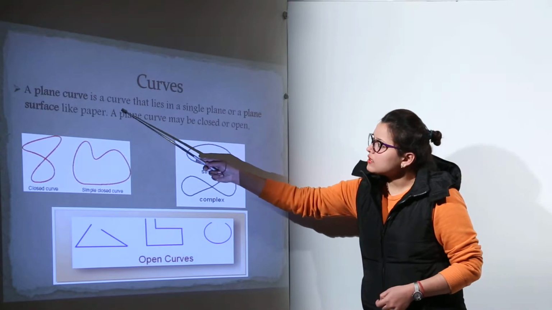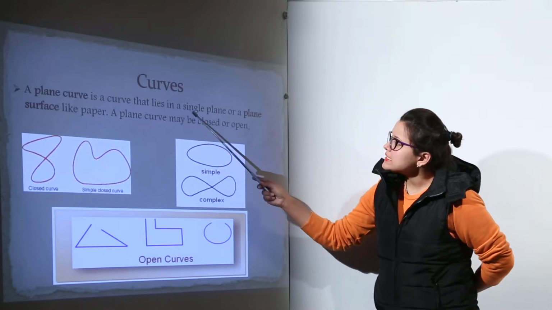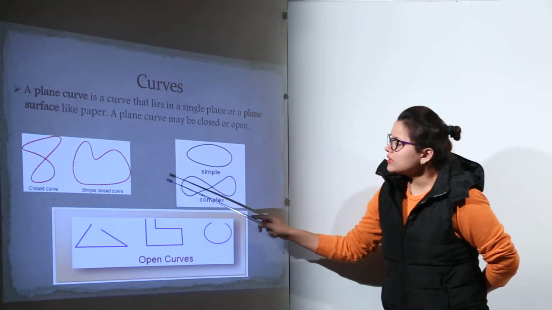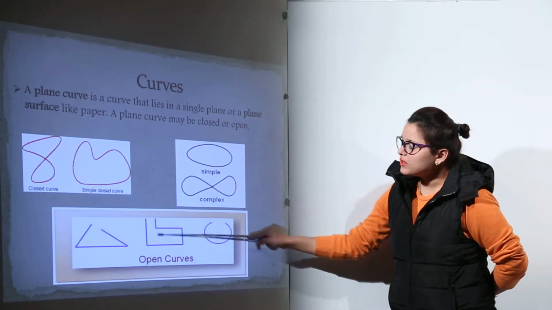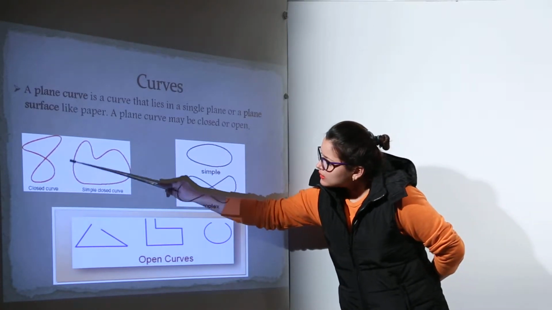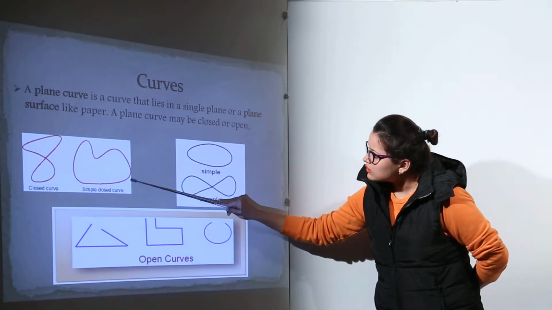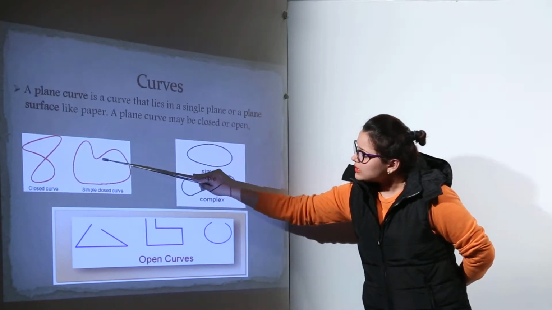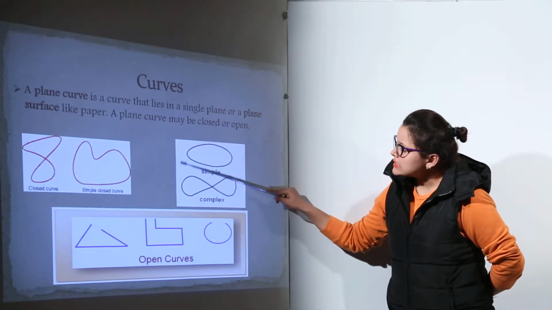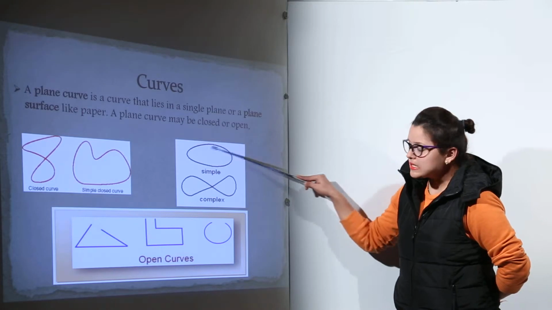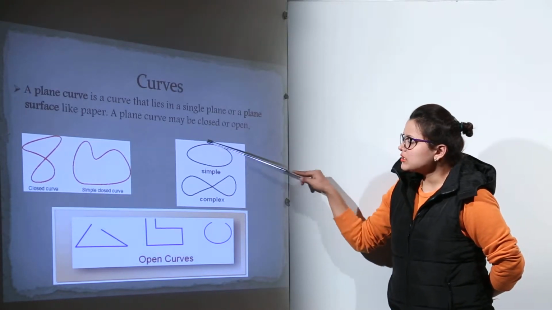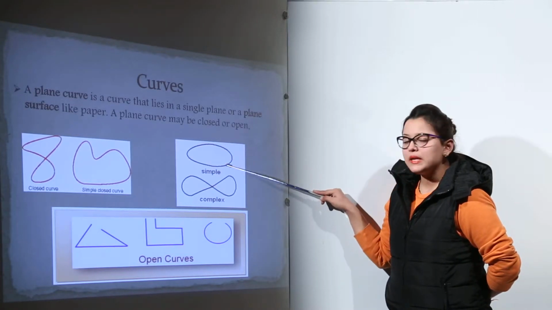Now, a plane curve is a curve that lies in a single plane or a plane surface like a paper. You can see all these are examples of the curve given in the slide. This curve is also lying in a single plane, or on a single surface of paper. You can consider this white portion as a paper, and this plain paper is showing a curve on it. So this curve is known as the plane curve.